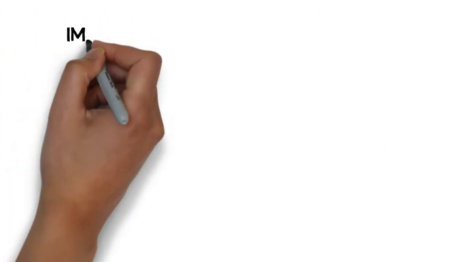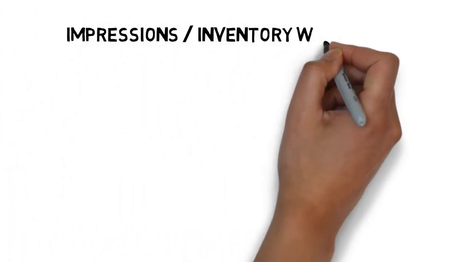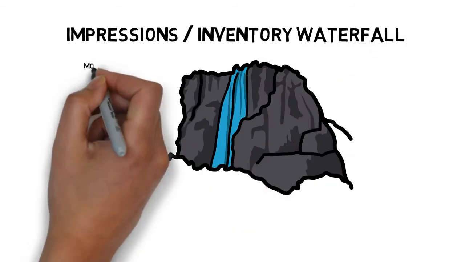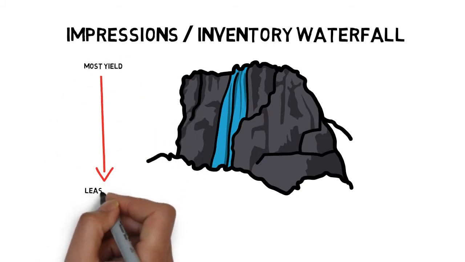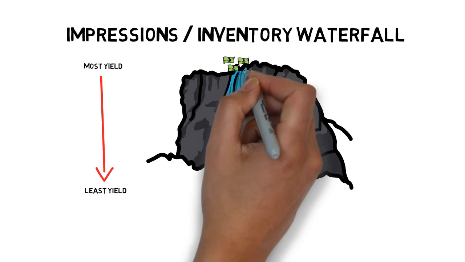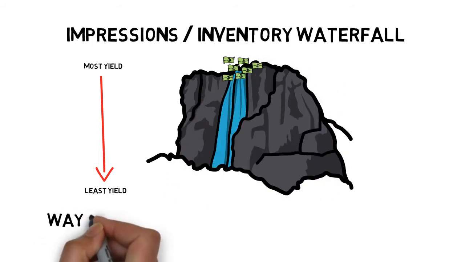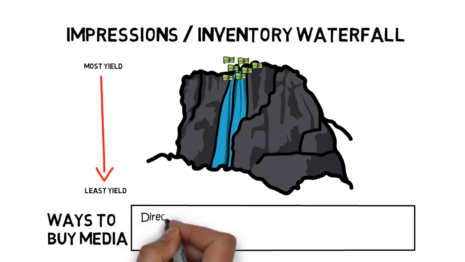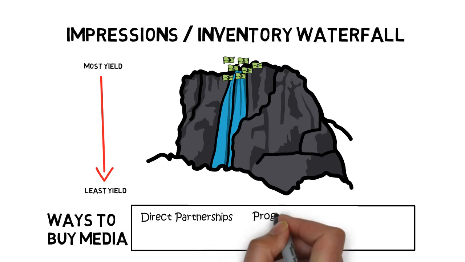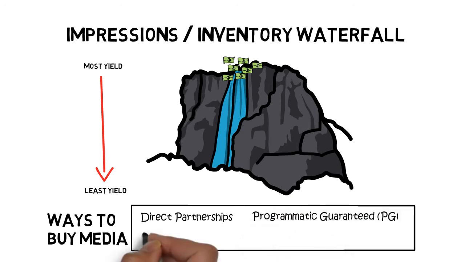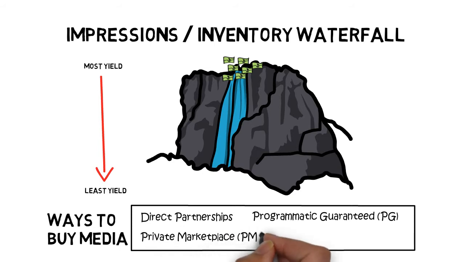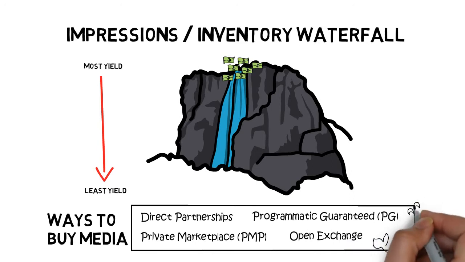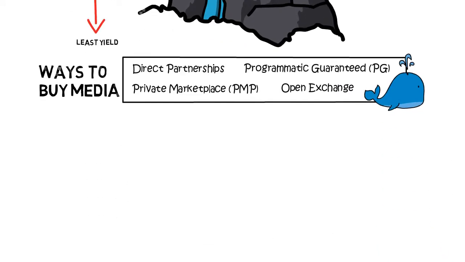In today's video, let's take a look at the inventory waterfall in the buying process. Keep in mind that publishers' goal is to make as much revenue as possible, and you can see that clearly in this waterfall. Before we get into the waterfall itself, let's take a look at the different ways or deals that you could utilize to buy impressions, which are direct partnerships, programmatic guarantees, also known as PG deals, private marketplace or PMPs, and lastly, open exchange.